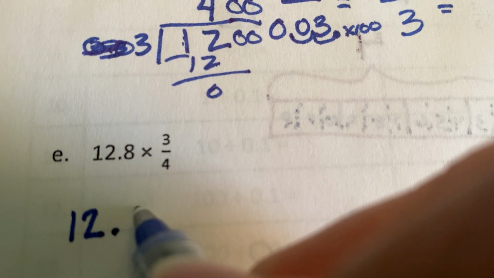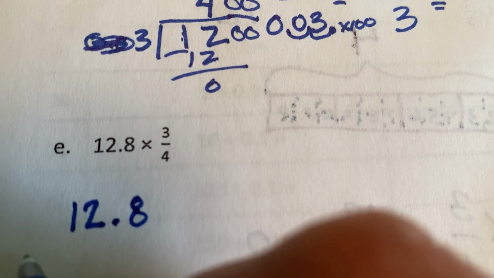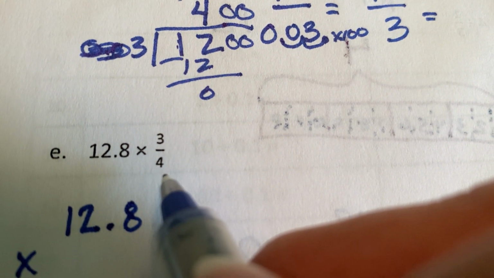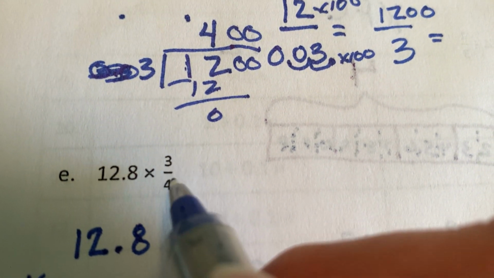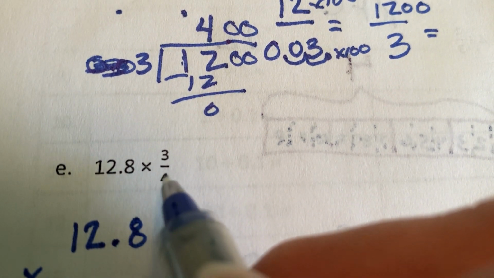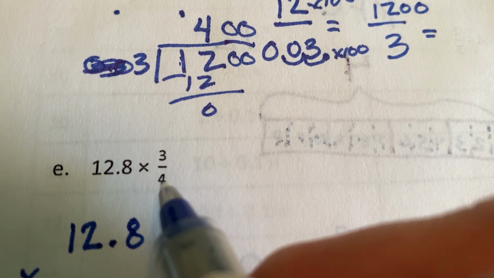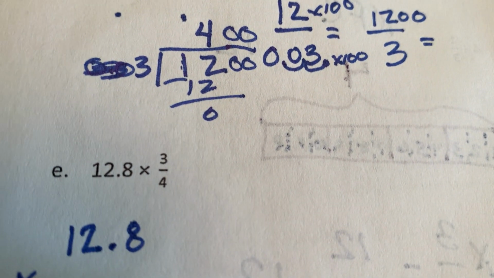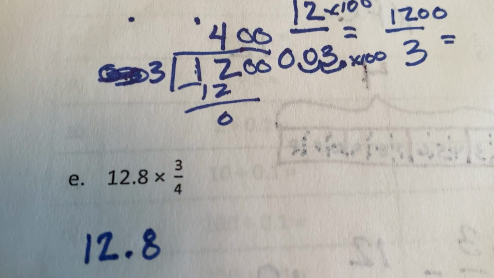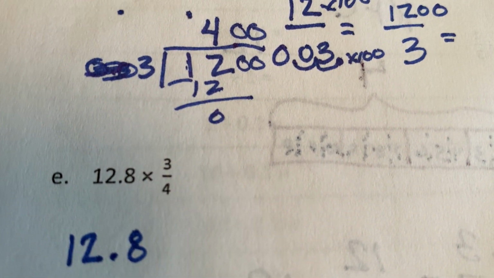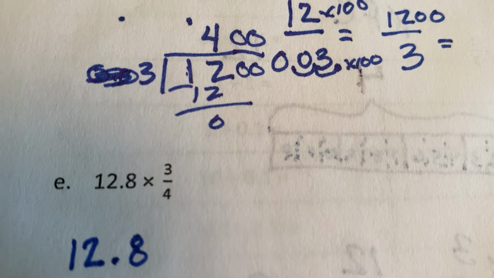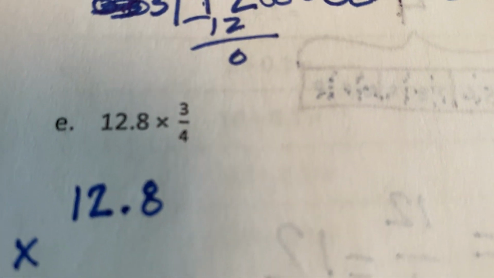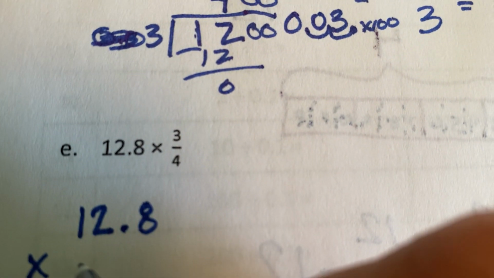And so we have 12 and 8 tenths times, and we all should know the decimal for 3 over 4. If you always forget, you can think of dollars. If you had 4 quarters, that makes up a whole dollar. So if you only had 3 of the quarters, it makes up 75 cents, 0.75. So I am going to multiply 12.8 times 0.75.